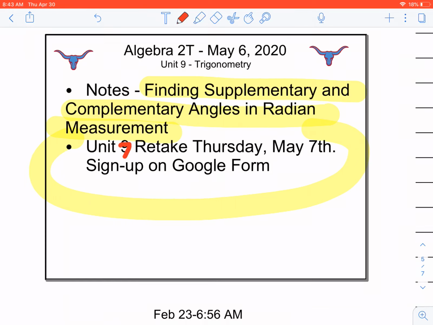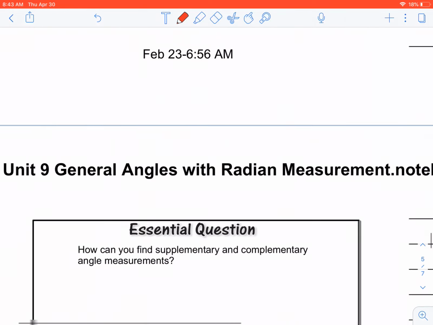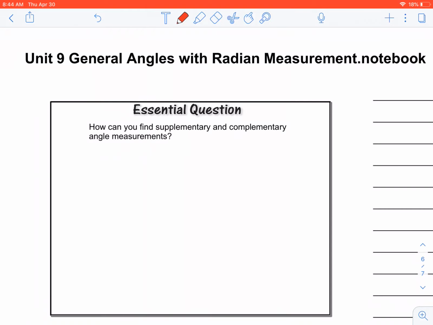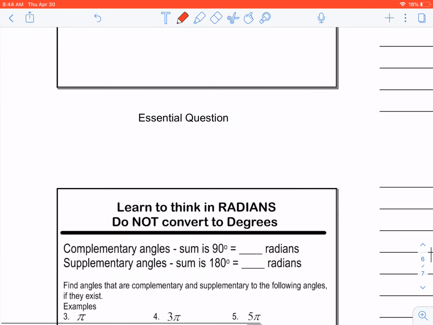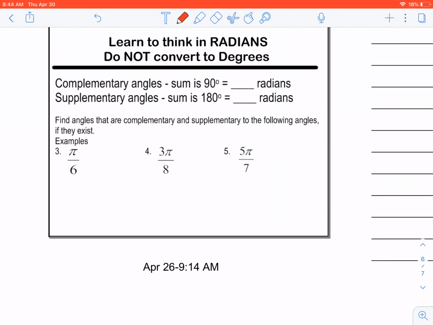Okay, let's get started. So the whole point of today is how can you find the supplementary and complementary angle measurements of a degree in radian, because we already did degree measurement, now we're doing radians. So complementary angles we know equals 90 degrees. I always think of it like a corner, complementary, and supplementary angles is 180. I always think of supplementary and I think of a straight line. So what does that mean in radian measurements?